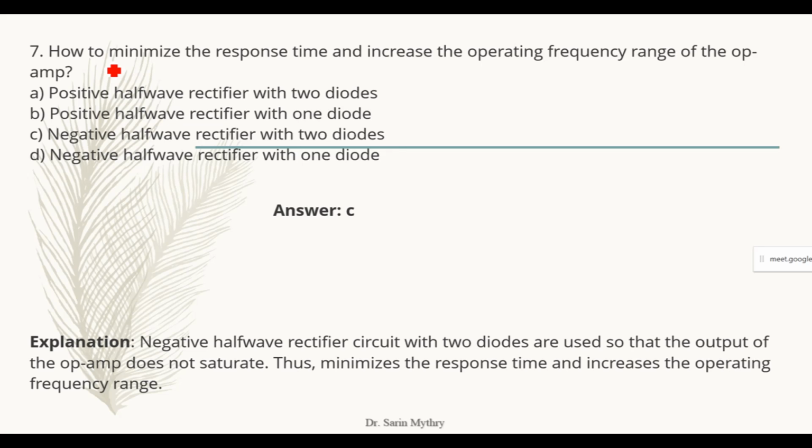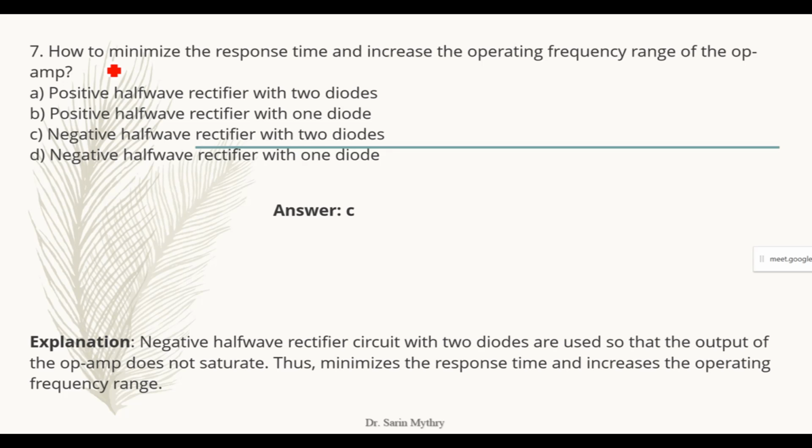Now let us see the explanation. A negative half wave rectifier circuit with 2 diodes is used so that the output of an op amp does not saturate, thus minimizing the response time and increasing the operating frequency range. What happens if an op amp is saturated? The output is going to be idle. So you are supposed to reset the operation of your circuit and make it work again. We should make sure that the circuit is not saturated.